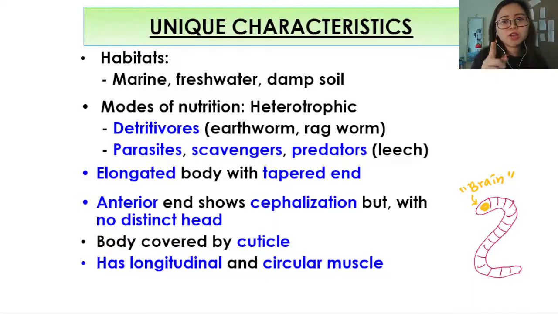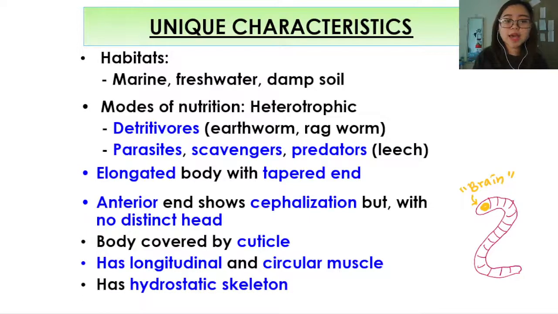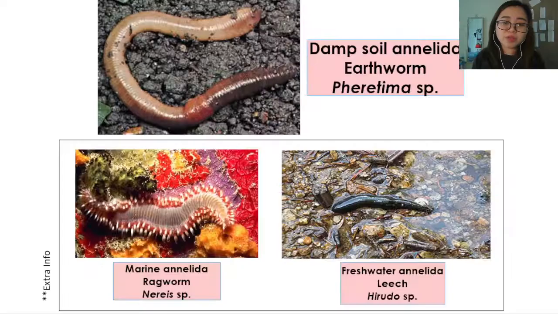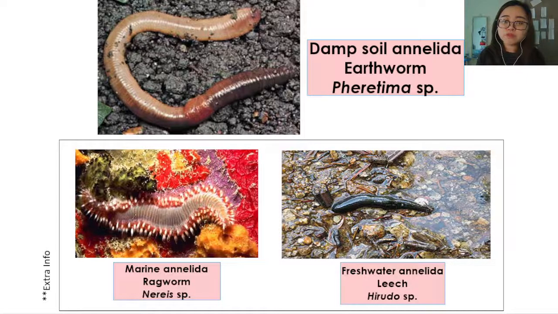Once again, look up some videos on how earthworms move. Compare that with the nematodes. It will give you a better picture. And also, annelids have hydrostatic skeletons, so that adds to their mobility. Okay, so we have more pictures here. Of course, I keep giving you the example of the damp soil annelid, which is the earthworm, or the genus name is Pheretima. So this is Pheretima species.